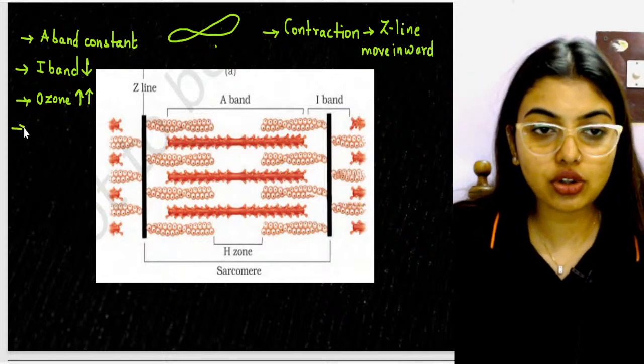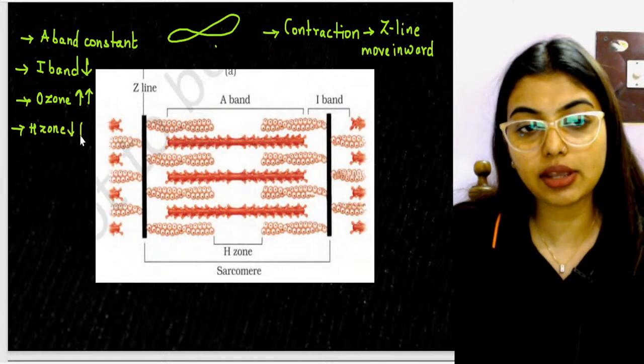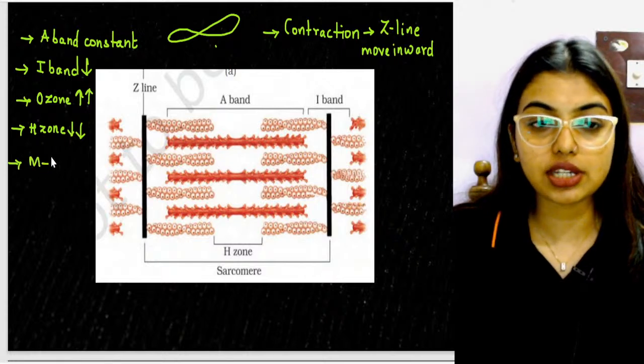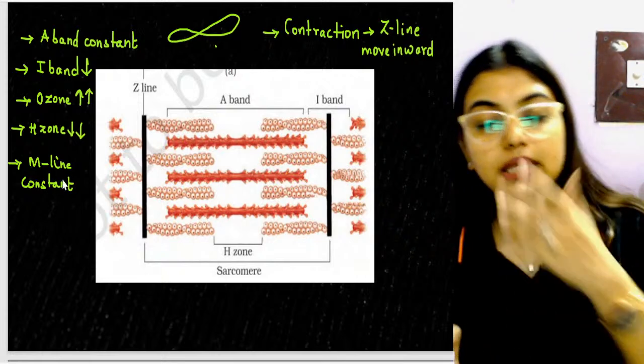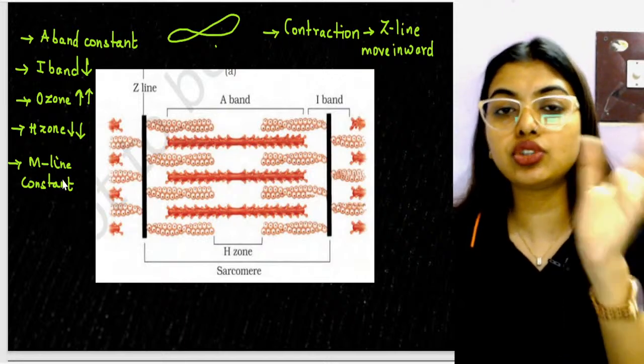The H zone also will increase because actin is going to slide over myosin, and the myosin-only area is going to reduce. The M line is going to be constant. These are the things that you have to remember: when contraction happens, these are the bands and the zones that are going to decrease.